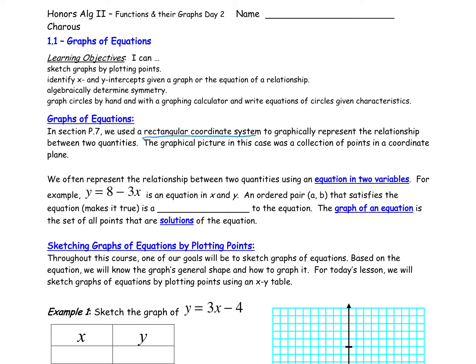We often represent the relationship between two quantities using an equation in two variables. For example, y equals 8 minus 3x is an equation in the two variables x and y. If we have an ordered pair, let's say a comma b, that satisfies the equation, that means it makes it true, then that ordered pair is a solution to the equation. Then the graph of the equation is the set of all points that are solutions to the equation. So that's really what we're doing when we're graphing an equation. We're graphing the set of all solutions.